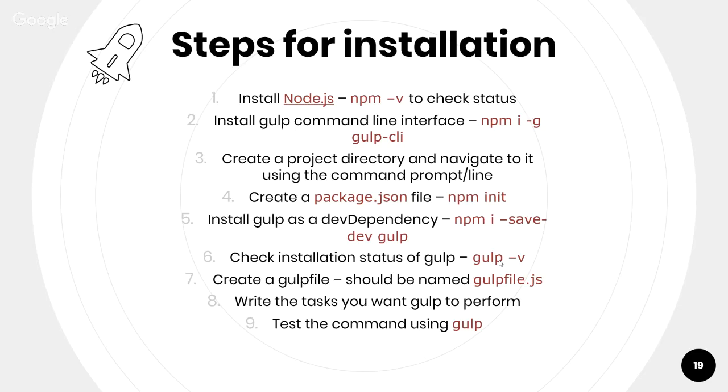And the next step is to write the tasks that we want Gulp to automate. So we do this in the previously created gulpfile.js. This is the place where we will write all the tasks that we want Gulp to run. And finally, once we've listed all the instructions to Gulp, we can use the gulp command in the command line to test out the code that we've written, and hopefully we get the desired results. If not, we will simply make the needed corrections to the Gulp file and we're good to go.